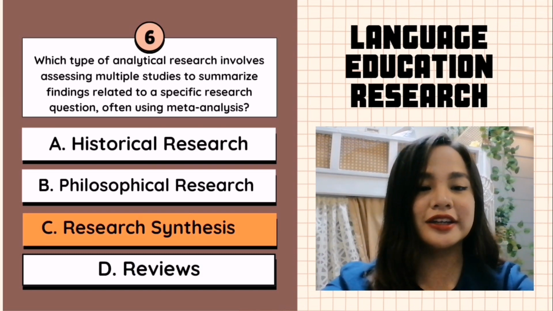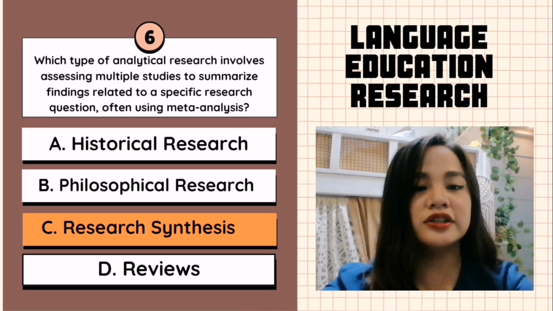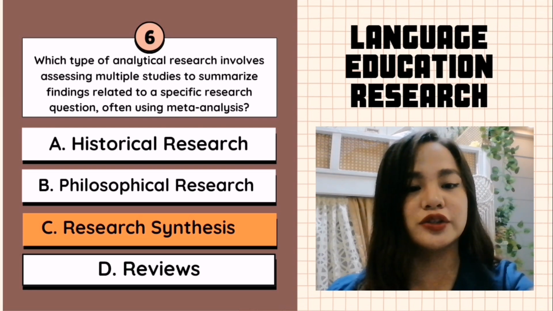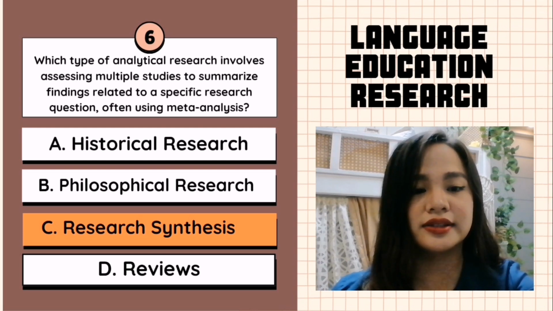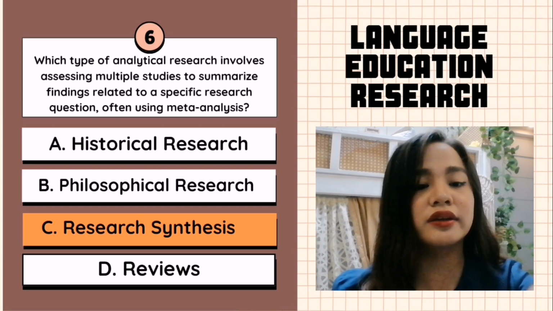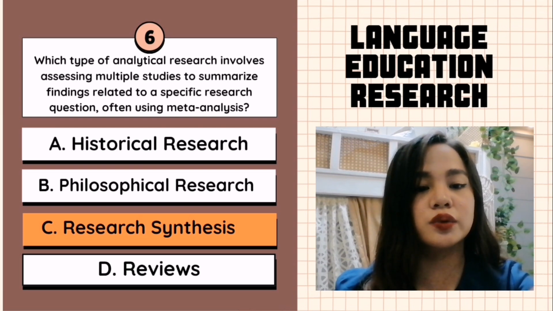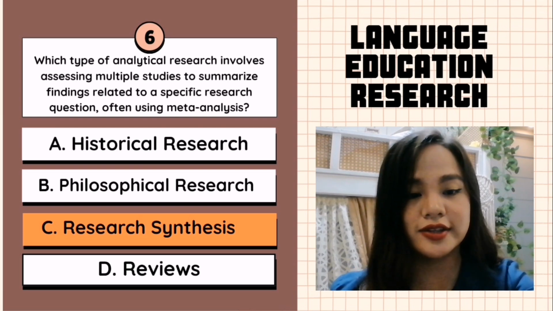The correct answer is letter C, research synthesis. This involves summarizing and combining the results of two or more research studies. It focuses on answering a specific research question by reviewing and integrating existing evidence. This method often includes a meta-analysis, which uses statistical techniques to combine the results from multiple quantitative studies. Its goal is to draw broader, evidence-based conclusions from multiple sources.